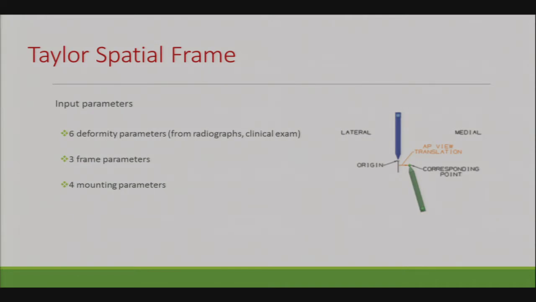Tailor spatial frame, essentially you're just telling the computer what the deformity is, what the size of the frame is, and where the frame is relative to the bone. That's it. If you understand how to put in those parameters, and you select an origin and a corresponding point, the computer can give you a program and a rate to get those points to line up.